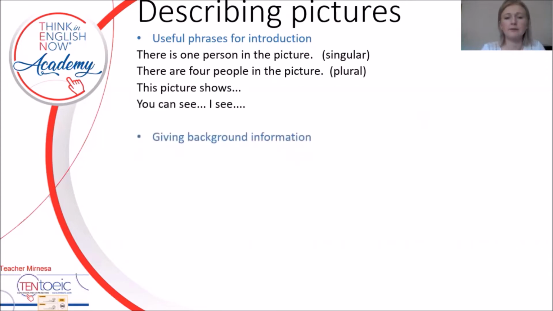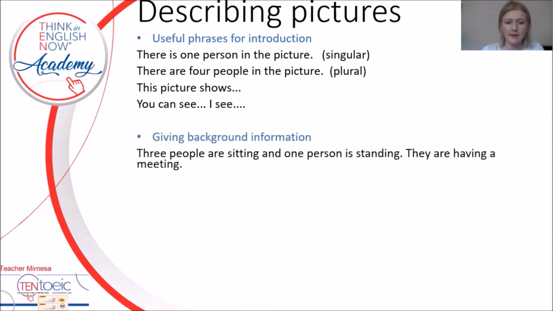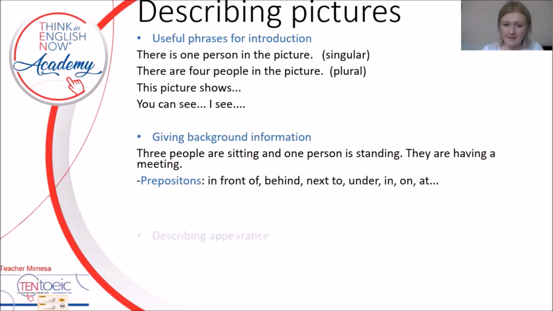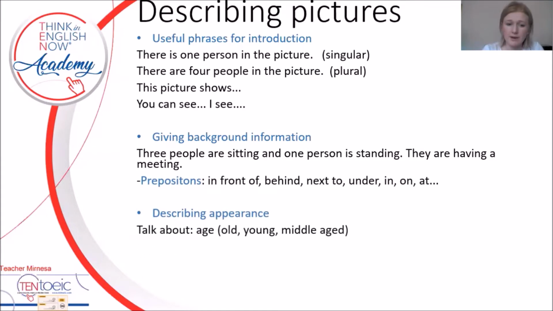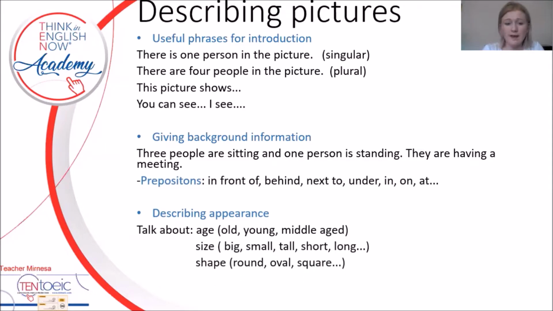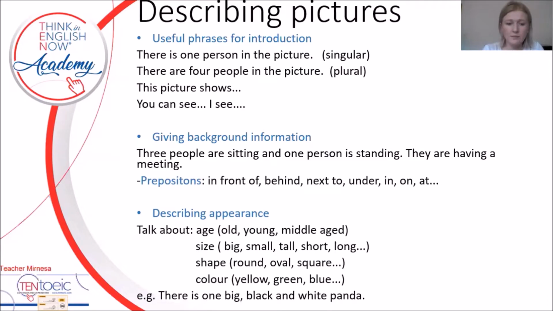Then we can give some background information and say something like, 3 people are sitting and 1 person is standing. They're having a meeting. Here we can use prepositions, words such as in front of, behind, next to, under, in, on, or at. Then we can describe appearance and say how somebody or something looks like. Here we talk about age, size, shape, and color. We can say something like, there is one big black and white panda.